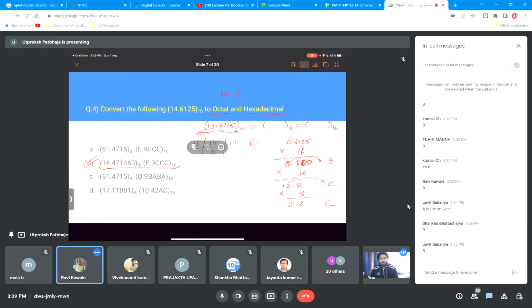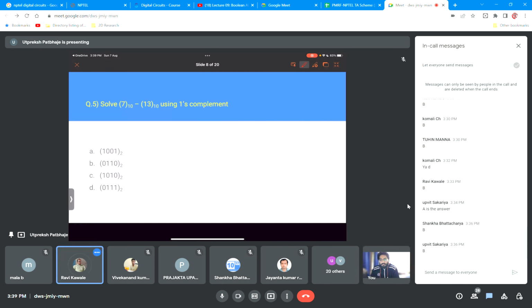Now we'll move on to the next question. Solve this problem using 1's complement. This is based on the negative number notation that you would have learned this week. Those who are able to solve it, type in the answer. Meanwhile, I will solve this question on this board.